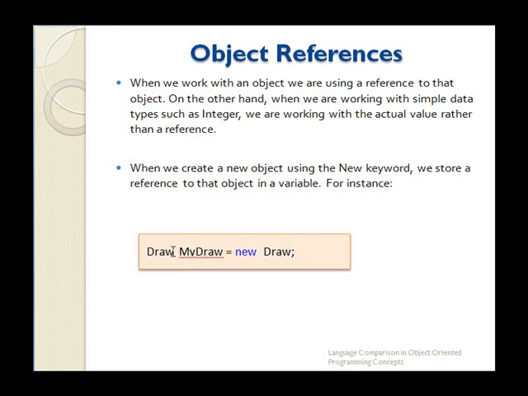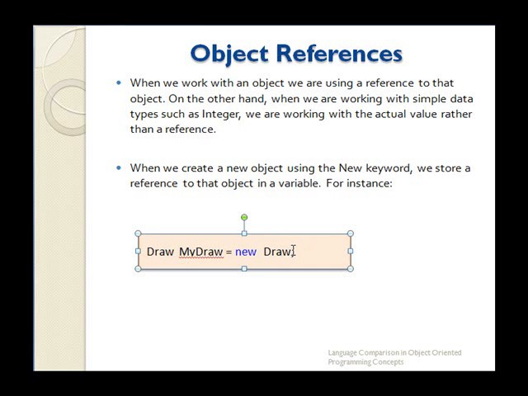For example, we create a Draw object, we refer to it as myDraw, and we use the new keyword to create an object. This code creates a new instance of Draw. We gain access to this new object via the myDraw variable. This variable holds a reference to the object.